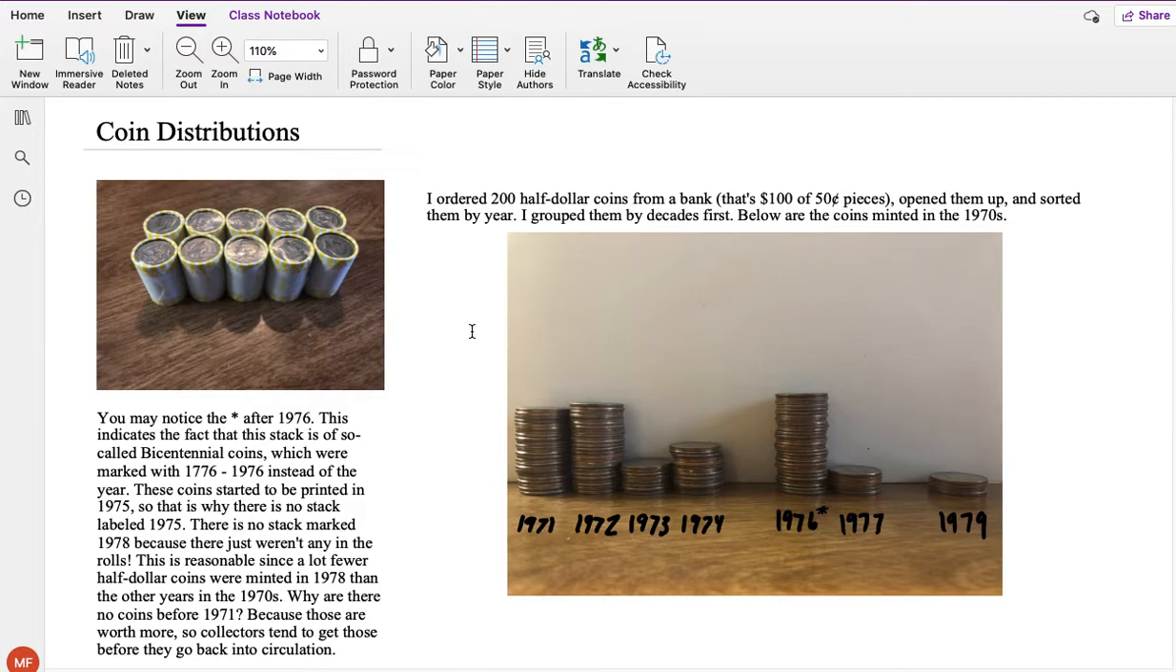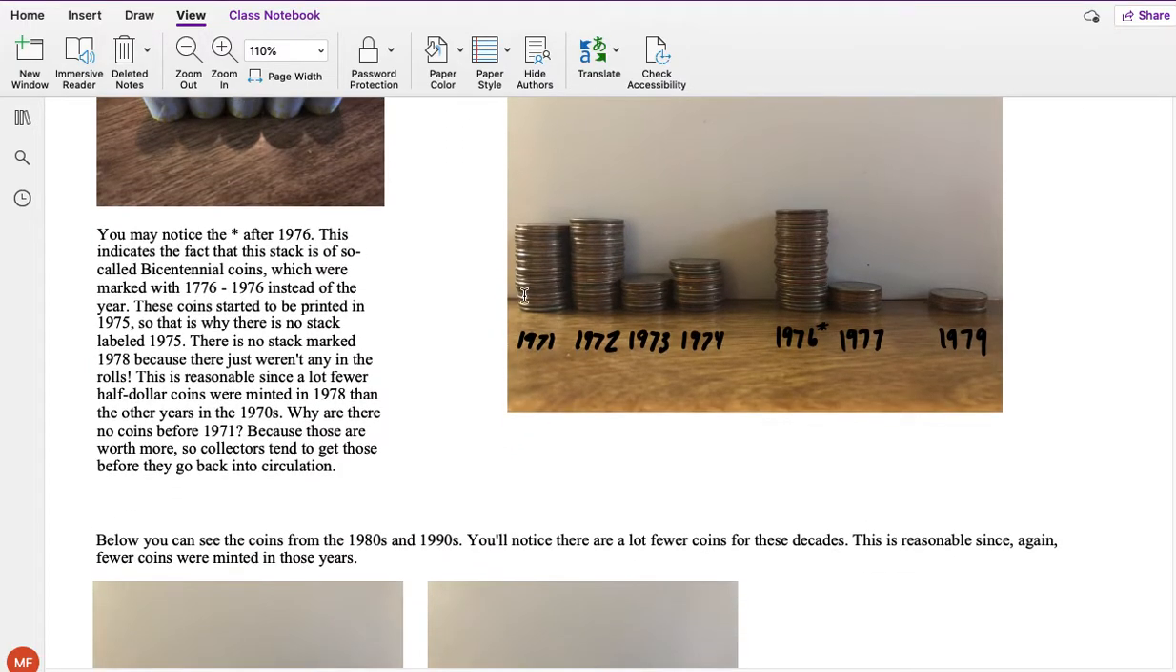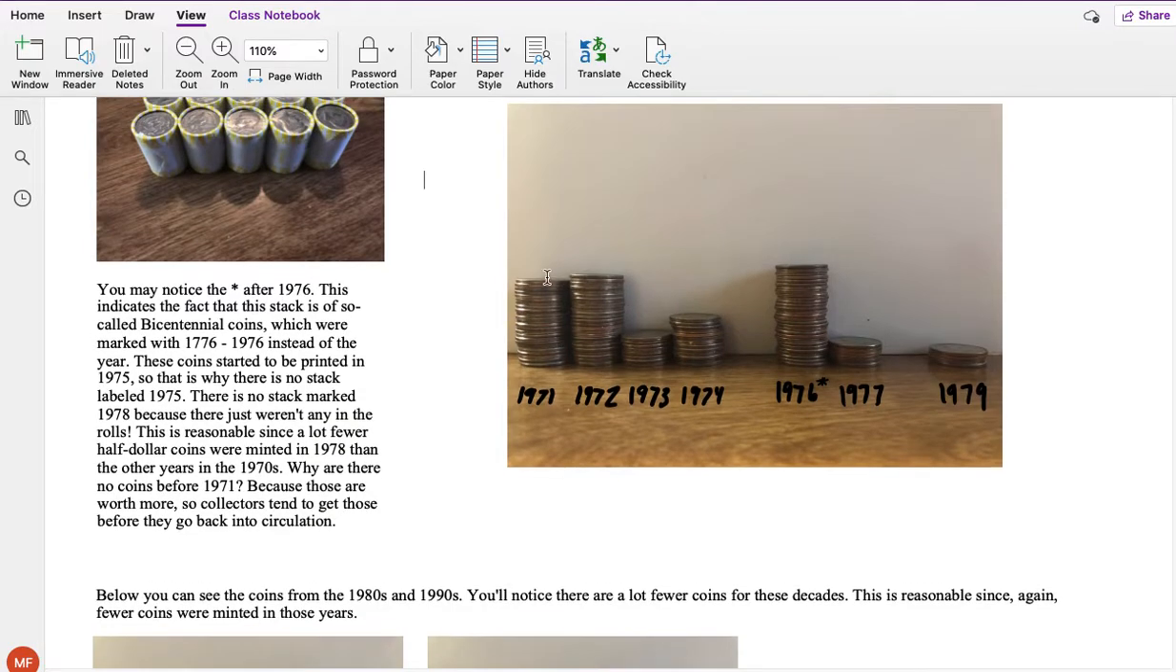I opened them up and sorted them by year, and then I grouped them by decades. And looked at each of the stacks of coins. So this picture right here is the picture of the coins from the 70s. So notice that I have them stacked with the 1971s, the 1972s, 1973s, 1974s.